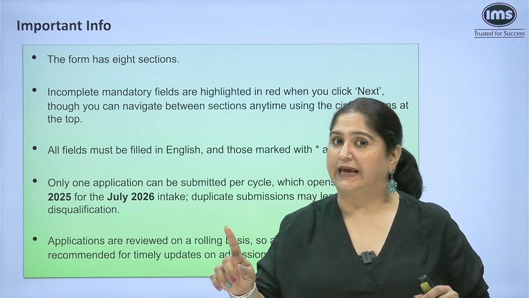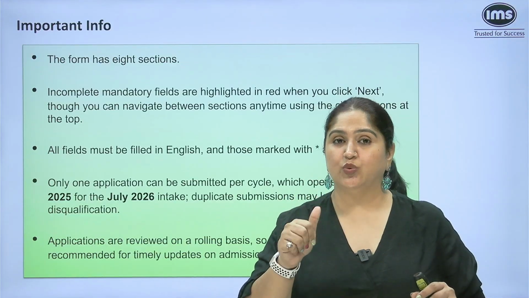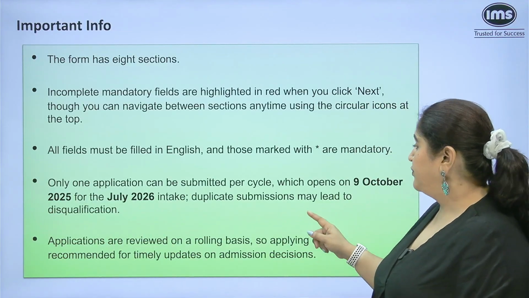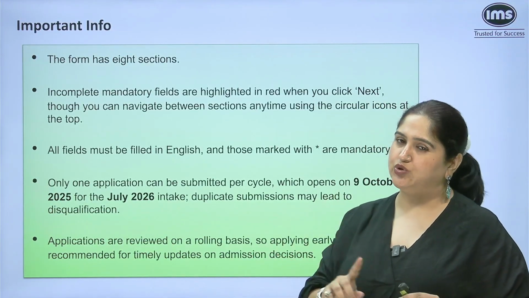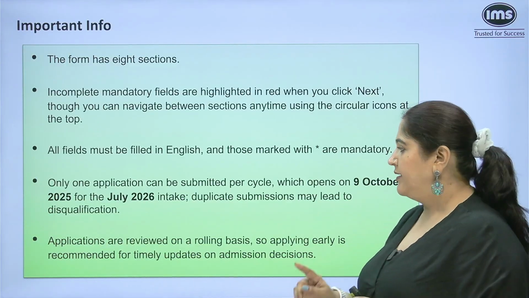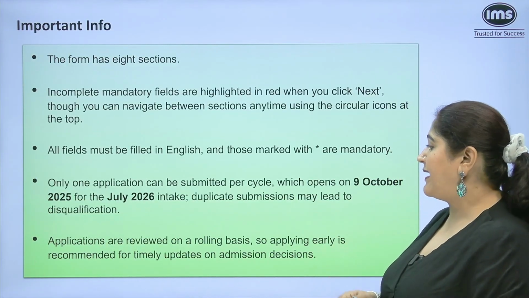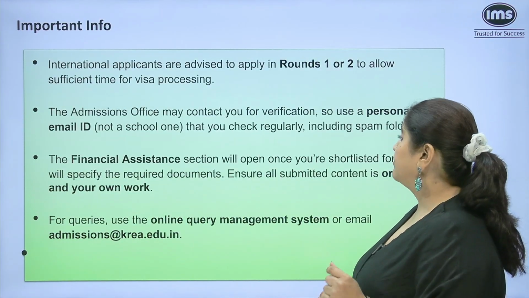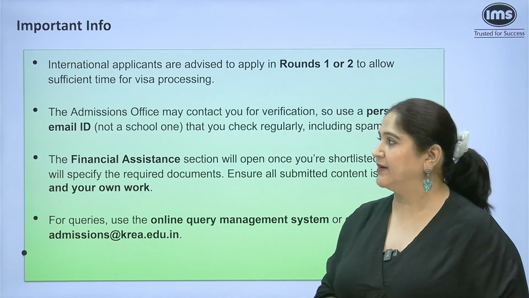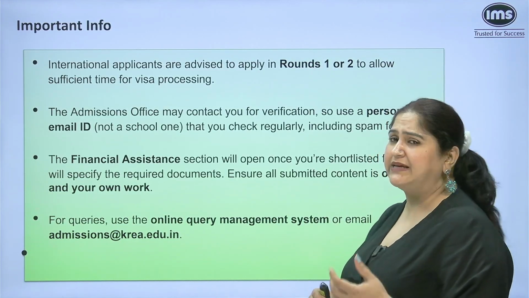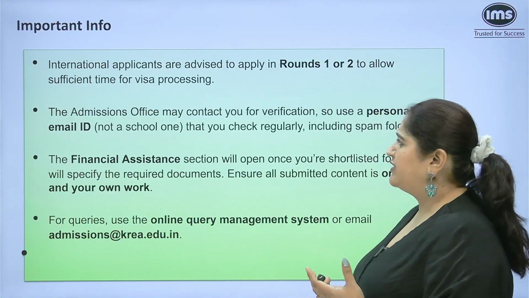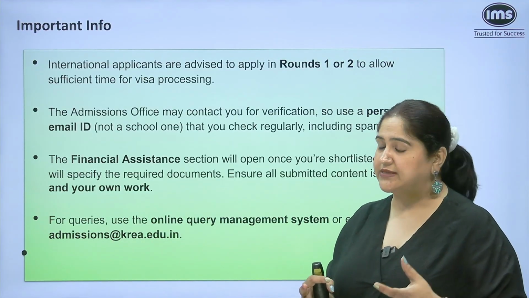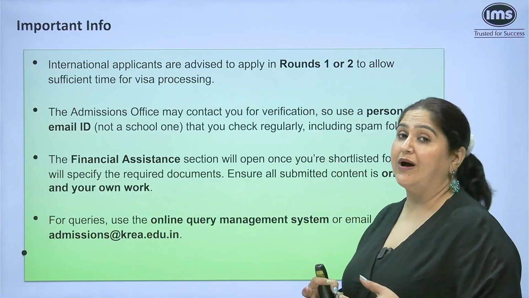It's only with Flame that you get 2 attempts. But for Ashoka and Krea, there is only one application in one academic year. Duplicate submission may lead to disqualification, so do not try any kind of tricks there. Applications are reviewed on a rolling basis, so apply early as recommended. International applicants are advised to apply in round 1 or 2 to allow sufficient time for visa approvals. The admission office may contact you in case they have any questions, on your personal email ID. Financial assistance will open once you are shortlisted.